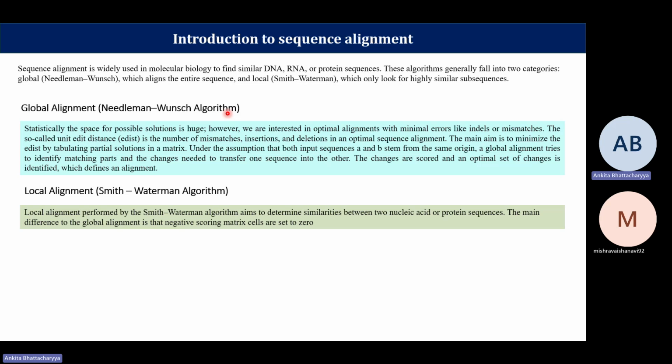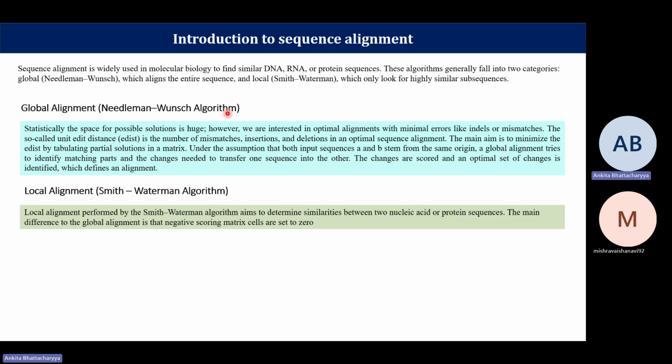Sequence alignment is very commonly used in molecular biology, and the strategies commonly used for alignment are known either as A, global alignment, or B, local alignment. Global alignment is often called the Needleman-Wunsch algorithm. Local alignment is called the Smith-Waterman algorithm. Statistically, the space for possible solutions is huge, but we want the most optimal alignments with the fewest errors, like indels or mismatches. So what is done to actually do that?